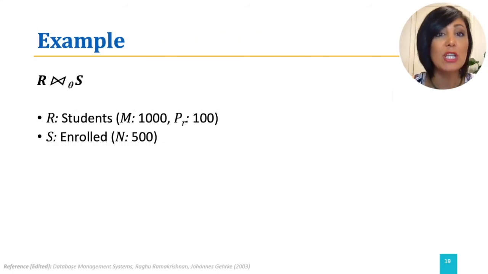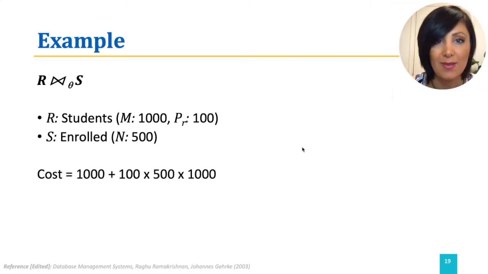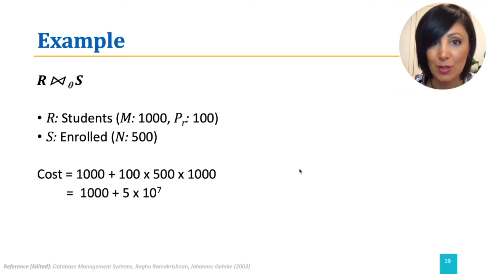Let's go back to our initial example, the students and enrolled relations. Assume we choose R to be our students table with 1,000 pages and 100 tuples per page, and S to be our enrolled table with 500 pages, and we don't have the number of tuples per page. The cost of our join operation will be 1,000, which is m, plus m times n times PR, which is 5 times 10 to the power of 7. This is huge. Is there any way to reduce it?